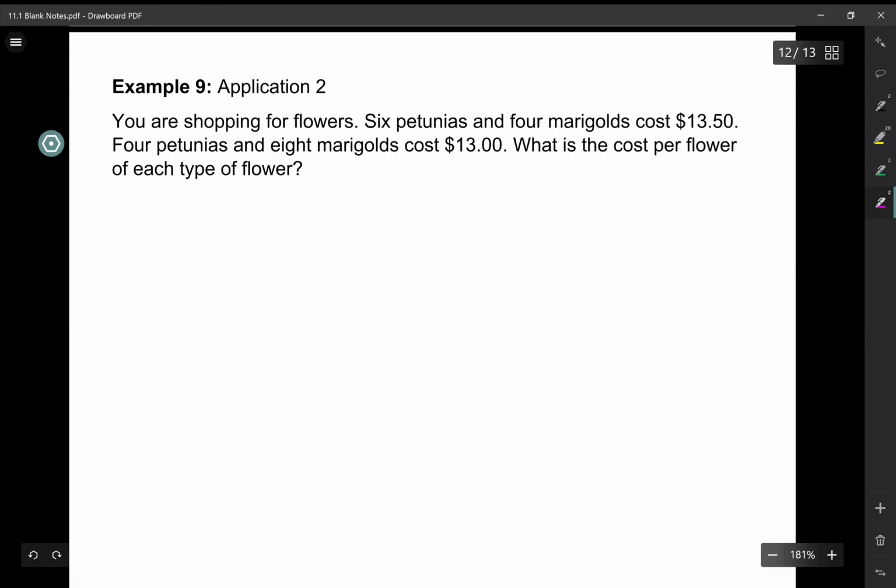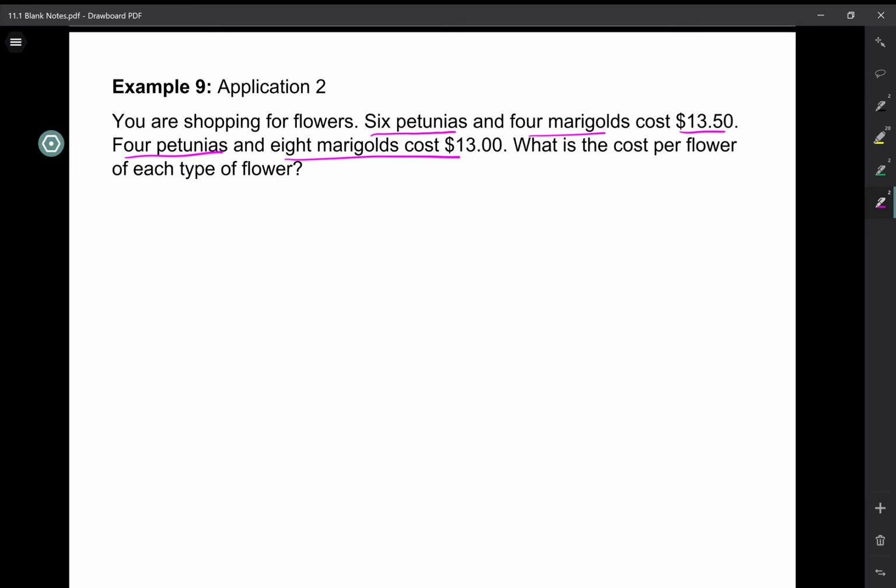You are shopping for flowers. 6 petunias and 4 marigolds cost $13.50. 6 petunias, 4 marigolds, total cost $13.50. 4 petunias and 8 marigolds cost $13. What is the cost per flower of each type of flower?